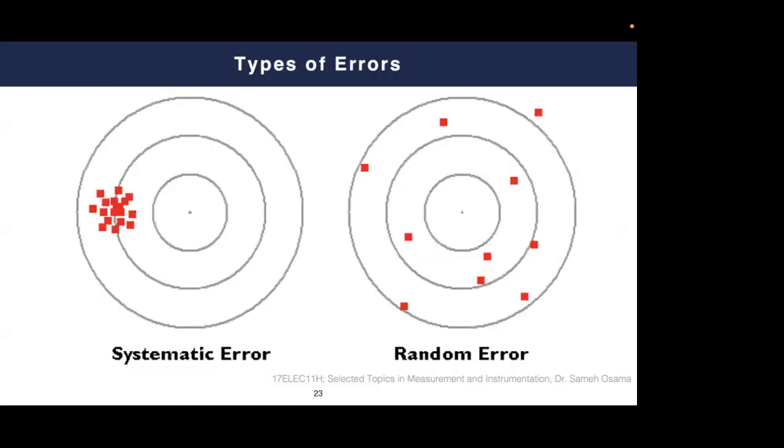Let's now discuss how we can classify error. Basically, we can classify error into two types: what we call a systematic error and what we call a random error.